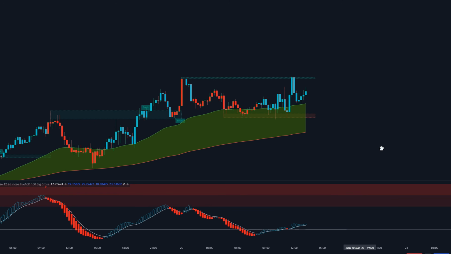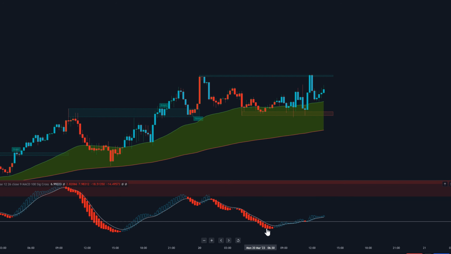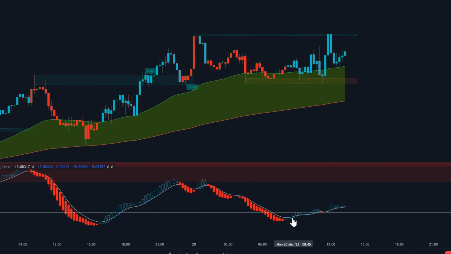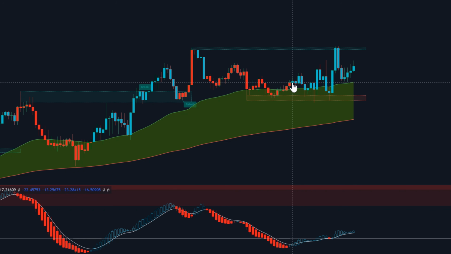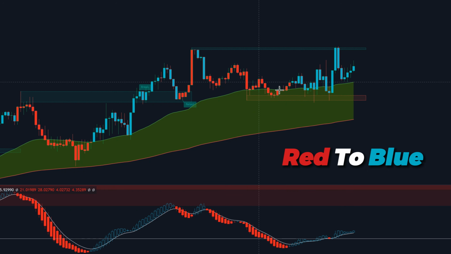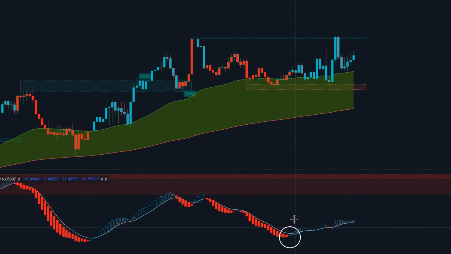To enter a long position, first, we need the Heiken-Ashi candles to cross above the MACD signal line, and that crossover needs to happen below the midline, like it did right here. If you're not sure whether the crossover has happened, you can just look at the candles. Whenever the candles change color from red to blue, that indicates a MACD crossover.